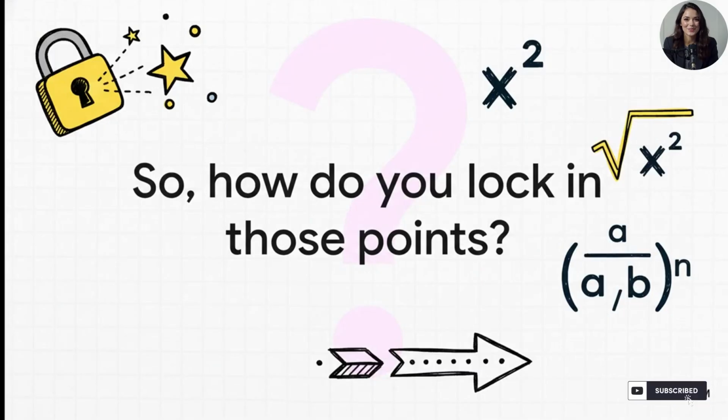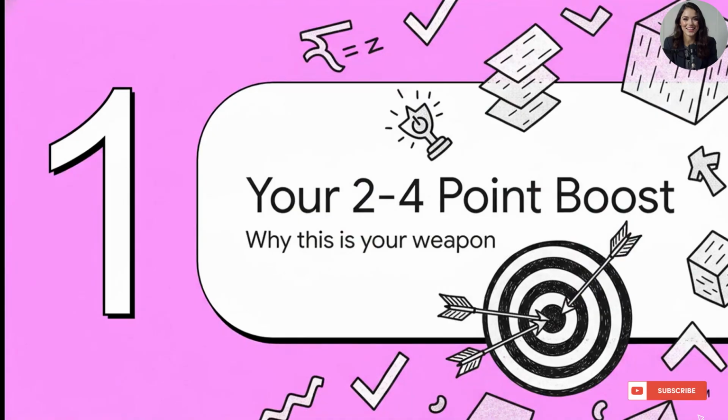So, the big question is, how do you actually lock in those points? Well, that is exactly what we are going to break down step by step. Let's do this. Okay, think of this part as your strategy session. Exponents aren't just some random topic the ACT throws in for fun. Nope, they are a high-frequency target. Mastering them is, hands down, one of the most efficient ways to raise your score.